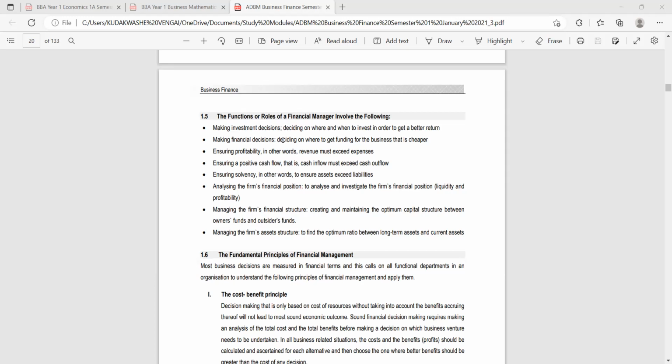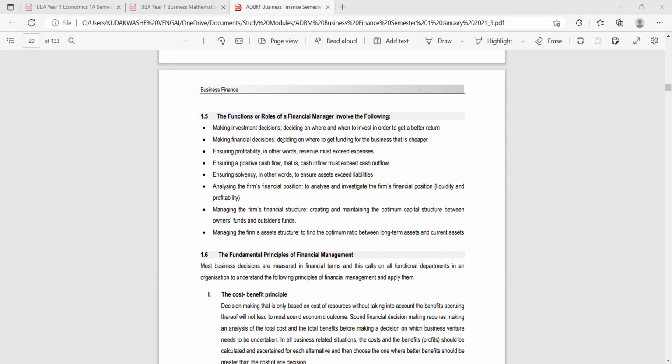A finance manager also does what? Financing decisions. Where are we going to get the money to create the factory that we want to create, right? Should we get the money from the bank? Should we take a loan? Should we take a debenture? Should we go and do a corporate paper on the Johannesburg Stock Exchange? Or should we list the company? Or should we approach venture capital firms, right?